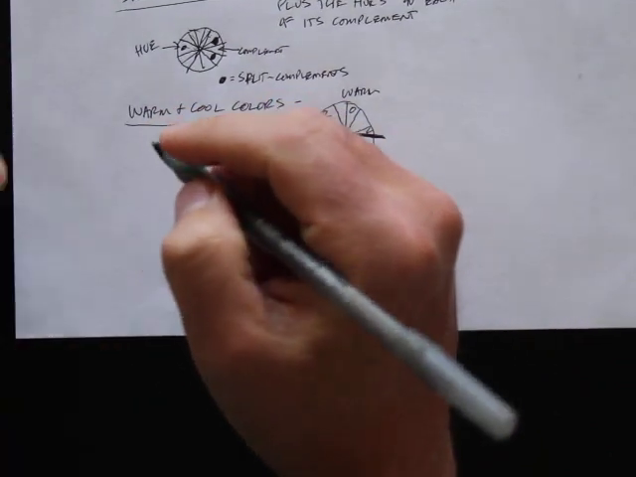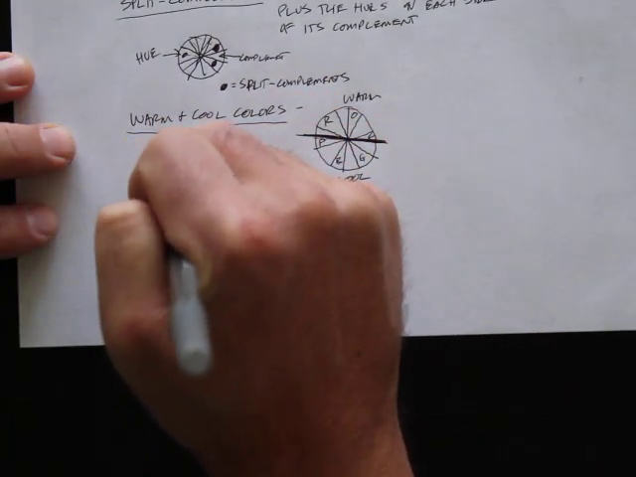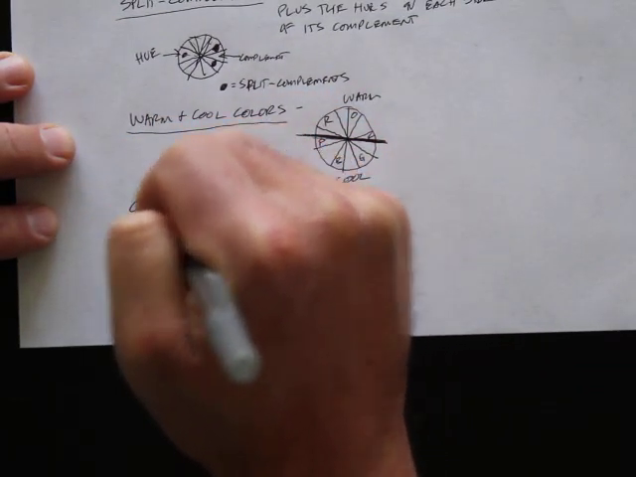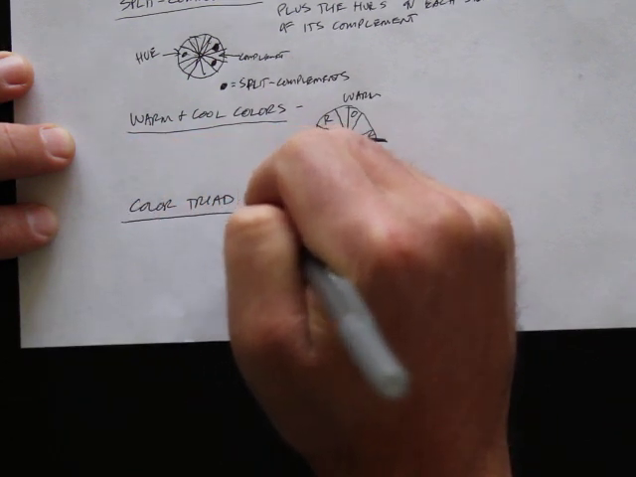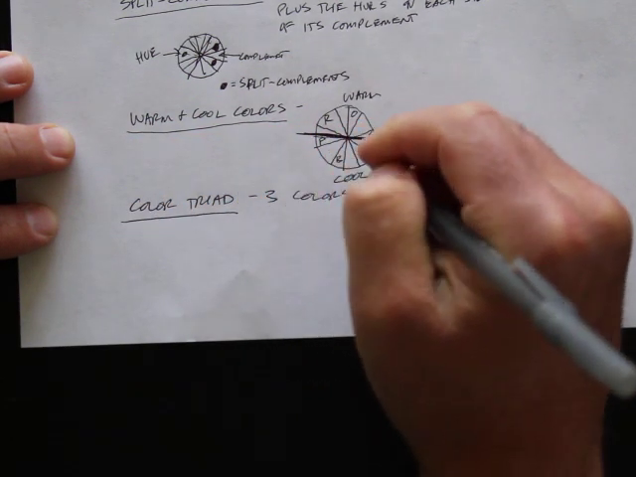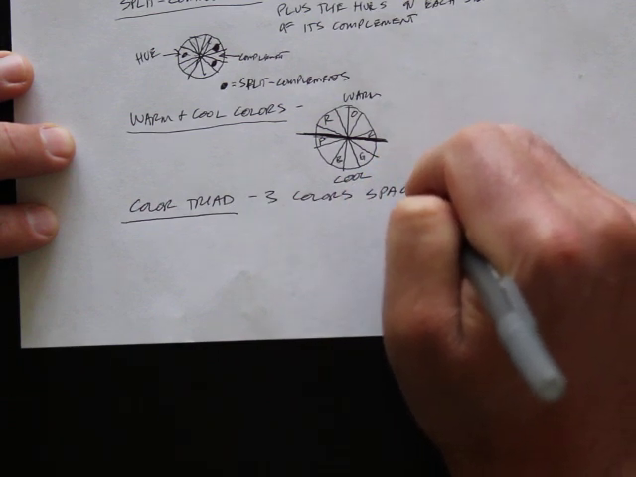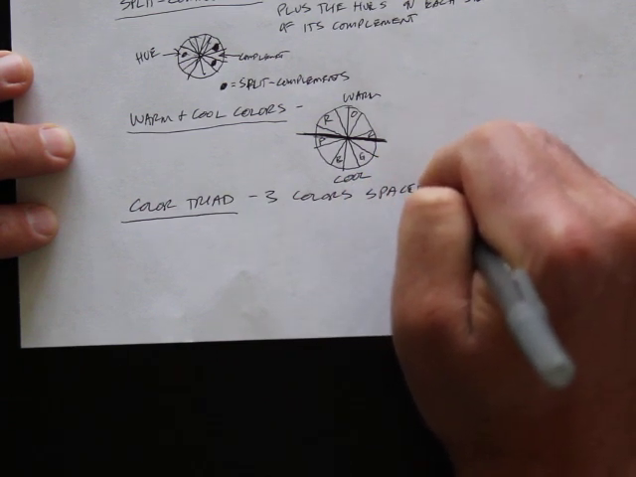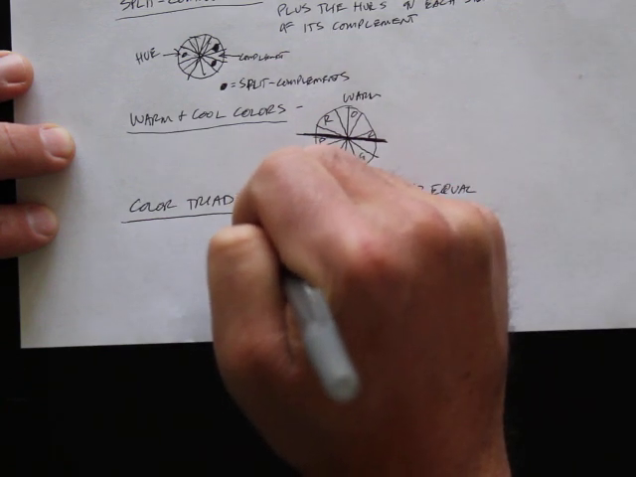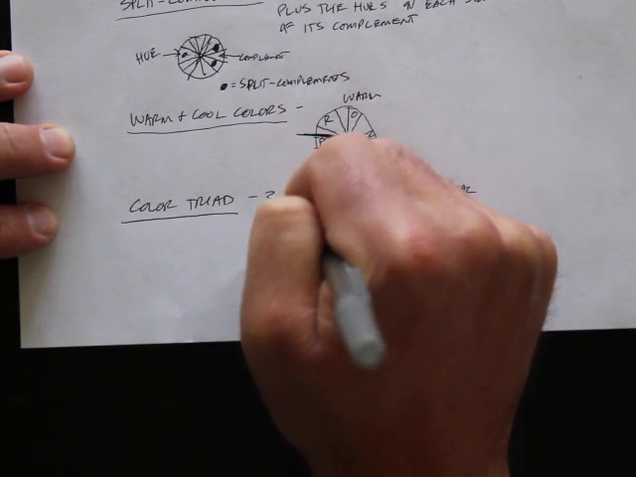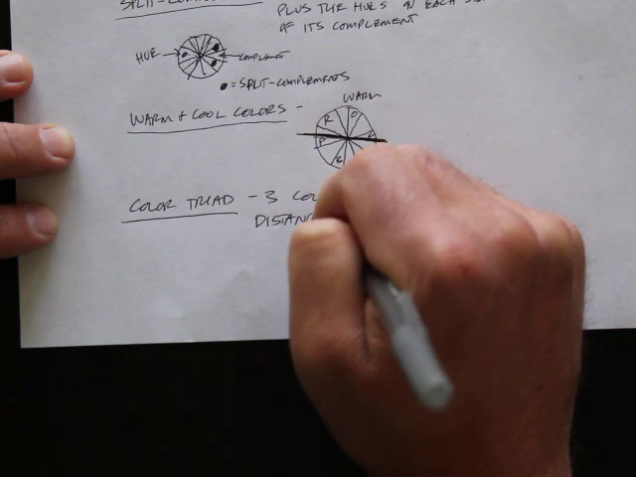Last color scheme. Whew, we're gonna make it. Color triad. 3 colors spaced evenly, or equal distances, we'll say that, spaced equal distances on the color wheel.